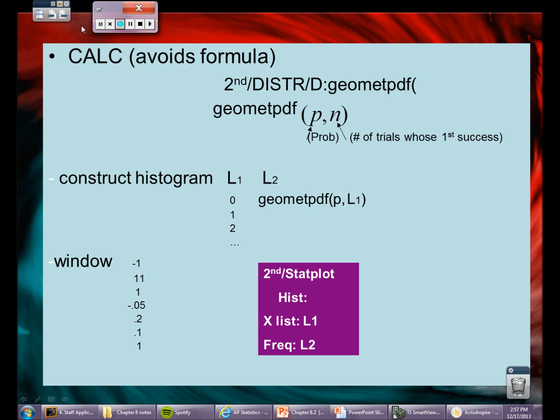And then the calculator is going to prompt you to type in two numbers. The first number is going to be the probability of success. The second number is going to be n, where the success happens on which trial. Hit enter and it will calculate your probability for you. You can make a histogram using the following setup as you see on the screen.